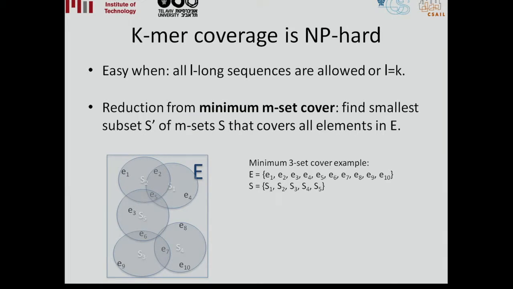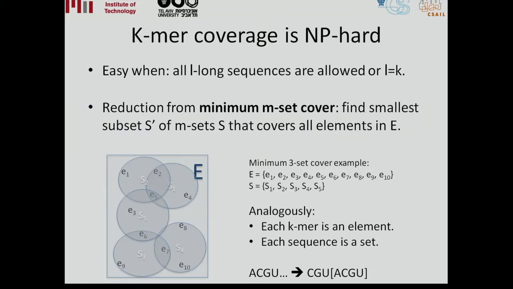Here is an illustration of that problem. We have a universe, in this case, of 10 elements, and we want to find the subset of the sets that together cover all elements. In this case, there is only one solution because each set contains a unique element, but this is just an illustration. The analog is that each element is going to be a k-mer, and each sequence is going to be a set that contains these k-mers. But these problems are not equivalent, and the reduction is not immediate.